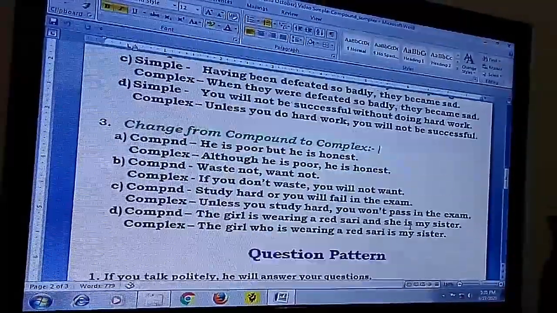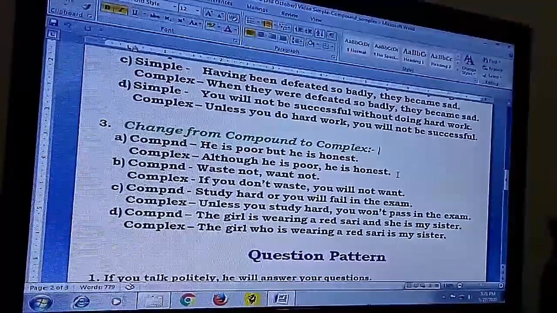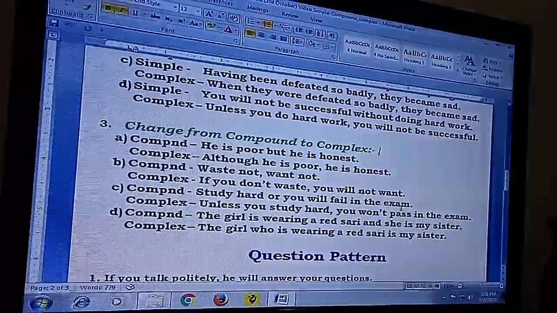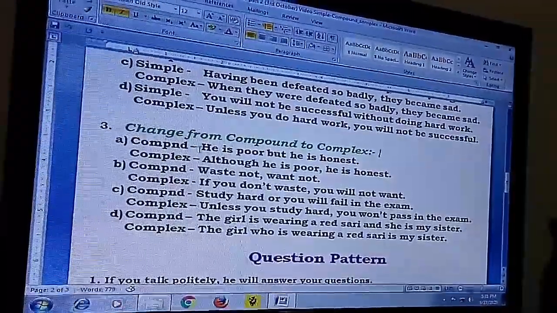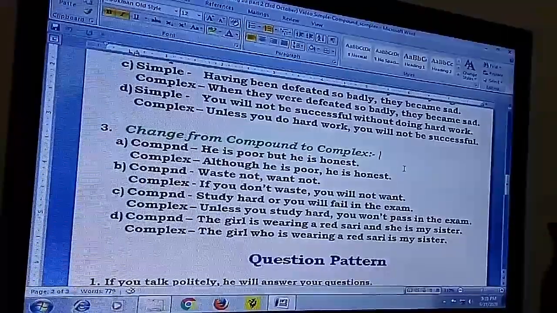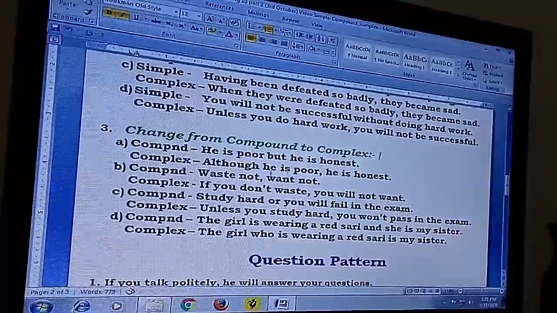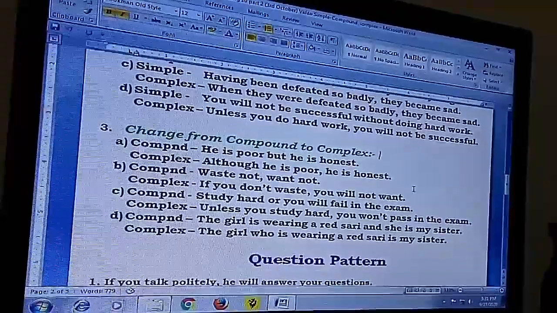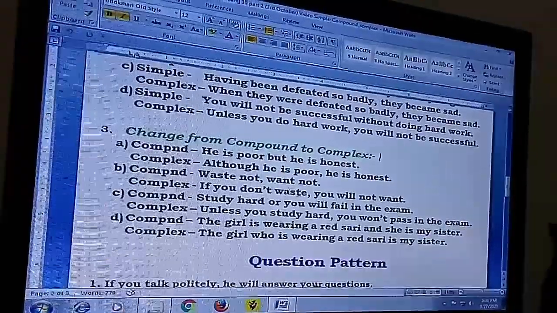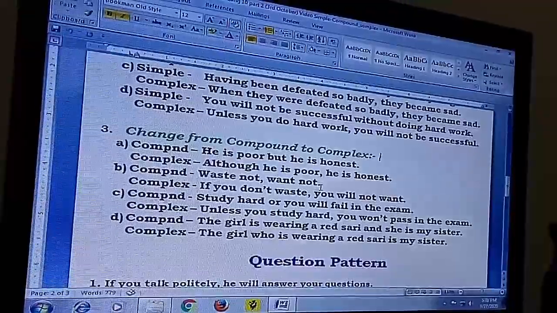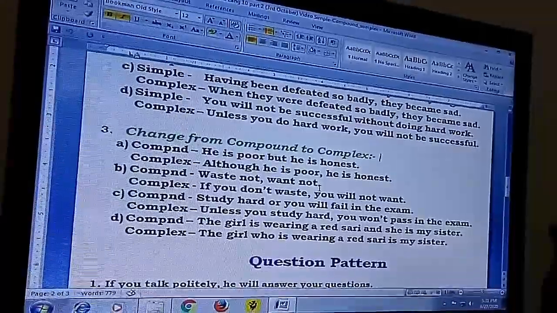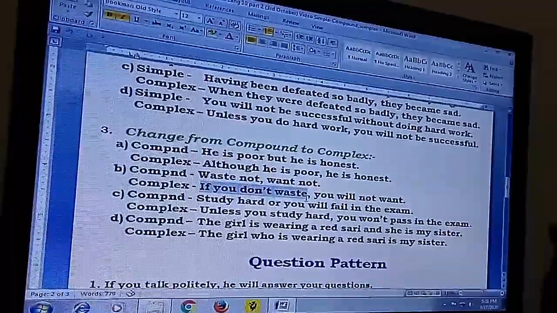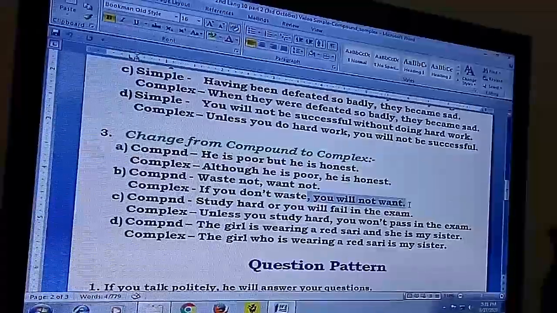Now, change from compound to complex. Compound sentence is where you have got but, and, so, or, etc. Here is a sentence: He is poor but he is honest. And your complex sentence: Although he is poor, he is honest. Waste not, want not, a very famous statement. And the complex sentence: If you don't waste, you will not want.